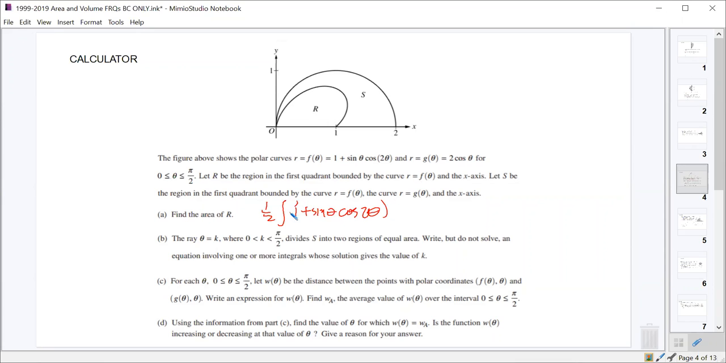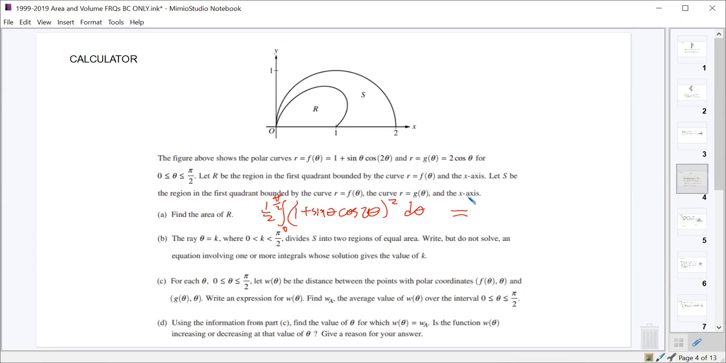And when we do polar area, we got to square that. And then we got to determine what our limits of integration are. So we're going from this point where theta is 0, looks like, right? Theta equals 0, around to the point where theta equals pi over 2. So 0 to pi over 2, and your calculator will give you a value for that.